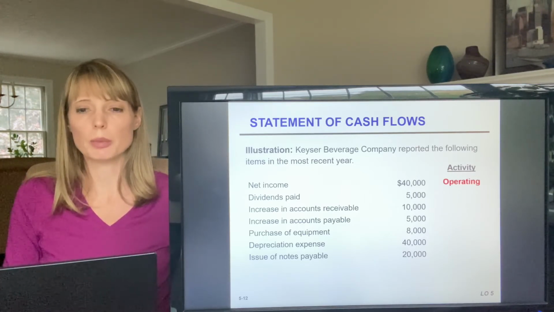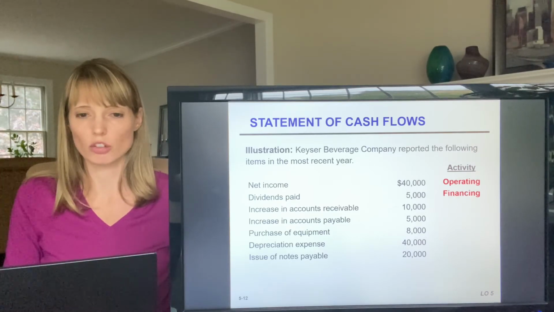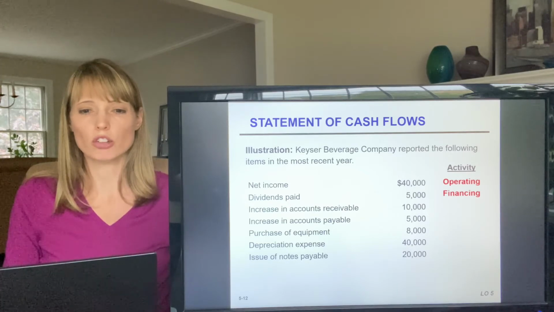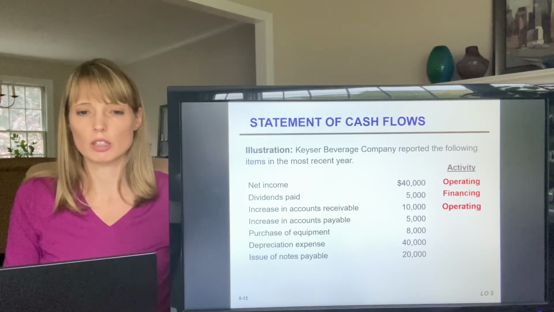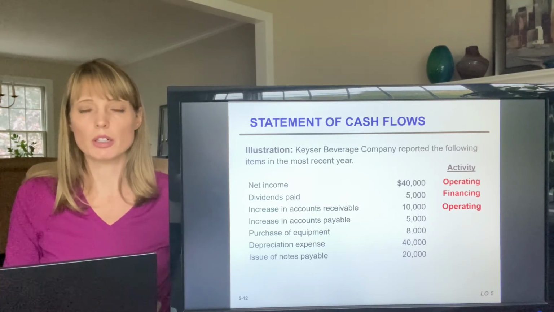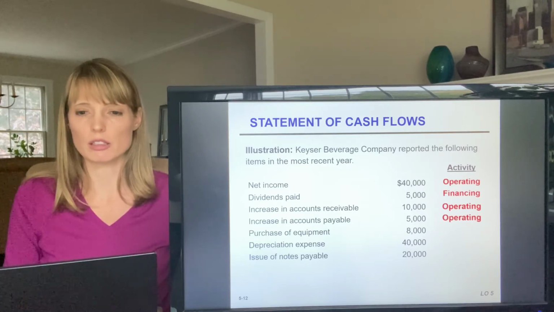Dividends paid will be a reduction of cash in the financing section. The increase in accounts receivable is going to be a reduction in the operating section. An increase in accounts payable is going to be an addition in the operating section. Purchase of equipment is going to be a cash outflow, a reduction, in the investing section.